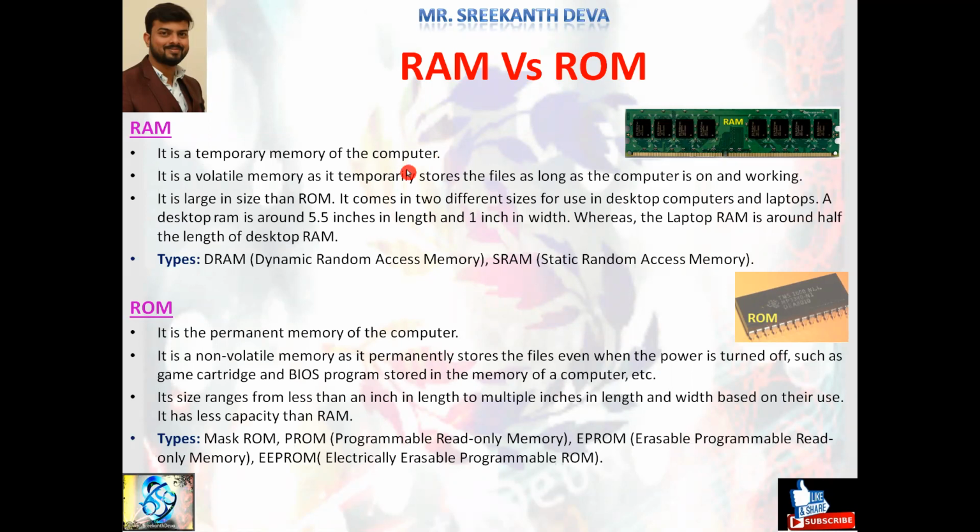Coming to this session, what are the major differences between RAM and ROM? RAM is a temporary memory of the computer. Simply, we can call it a volatile memory. ROM is the permanent memory of the computer, a non-volatile memory. RAM is volatile as it temporarily stores the files as long as the computer is on and working. Whatever data and instructions are in use are stored in the main memory called RAM, random access memory.